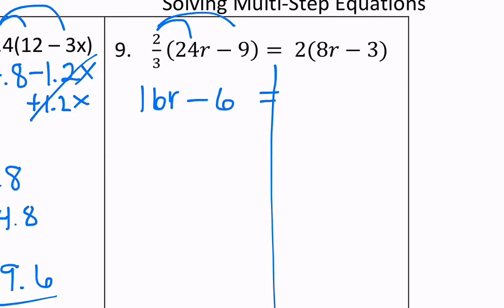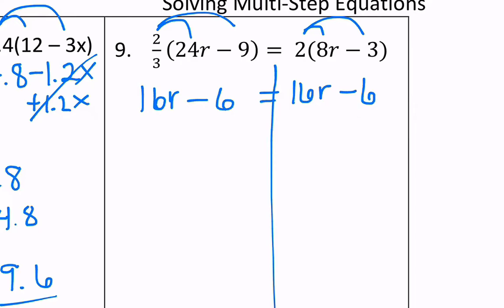On the right-hand side, I'm going to take this 2 and multiply it by 8r. 2 times 8r is 16r. Now I'm going to take this 2 and multiply it by that negative 3. 2 times negative 3 is a negative 6. I'm going to write minus 6. Next, we always try to combine our like terms. So I look on the left. This one has an r, this one does not, so I can't combine. This one has an r, this one does not, so I can't combine.